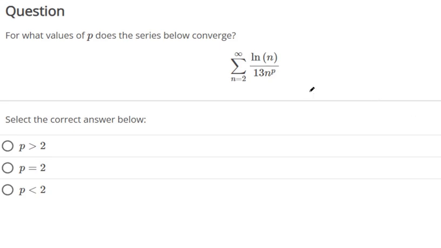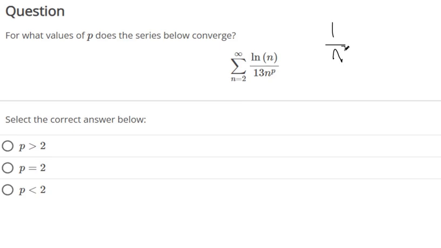Okay, so natural log n over 13 n to the p, we need to know whether it converges. We need to state the values of p for which it converges. So it looks kind of like a p series, right? 1 over n does not converge, but 1 over n to the 1.1 converges.